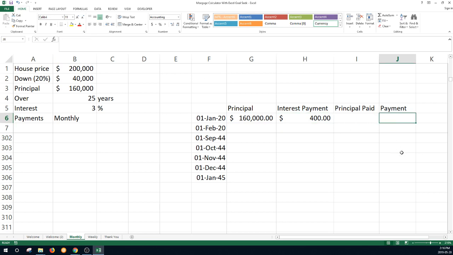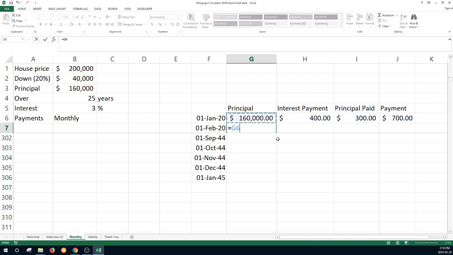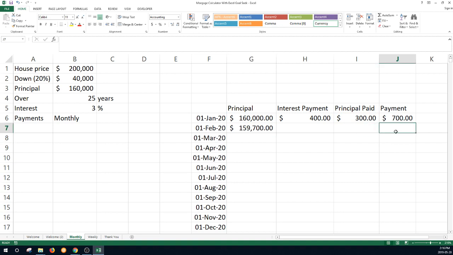Now let's say your total payment is $700. The amount of principal that you've paid is going to be the payment minus your interest payment. Of course, your principal in the next month is going to be your original principal minus the principal that you paid in the previous payment. Since your payment isn't changing every month, let's just do this. Okay, now let's extend this all the way to the end of the table and see where we get.